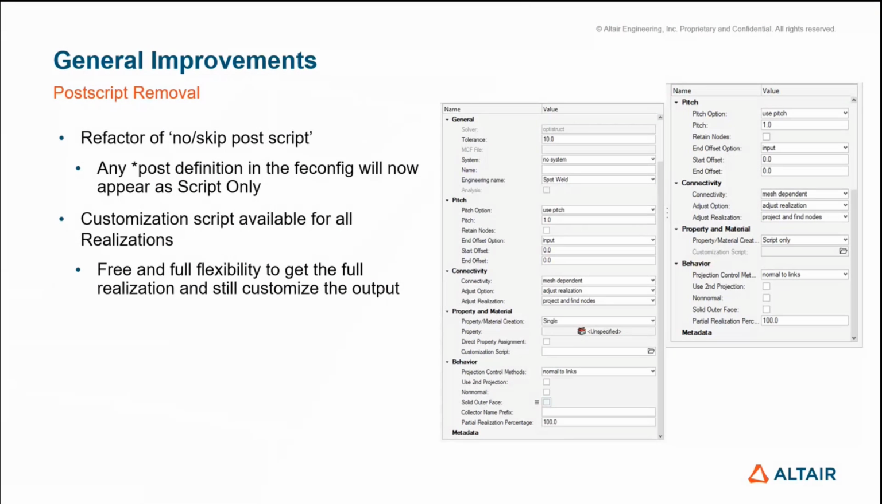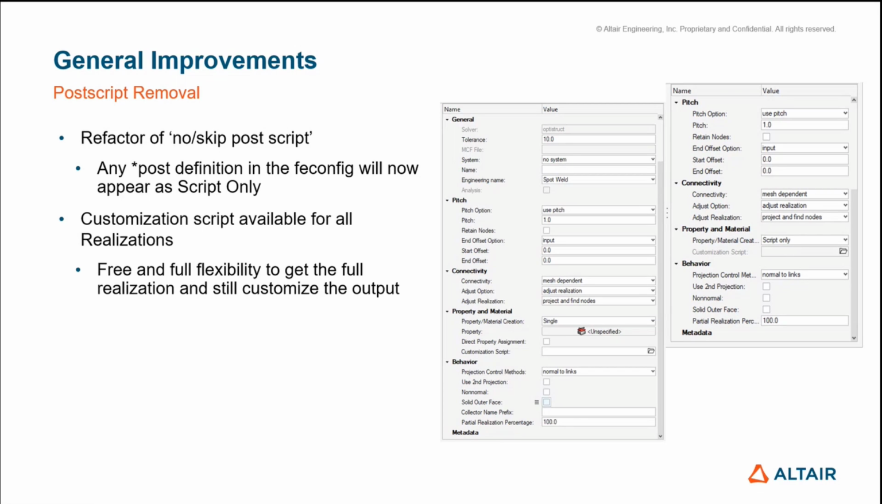So you'll no longer see no skip PostScript, user PostScript, or customize or no PostScript. What you'll see now is you have the option in the property material creation where you can select whether you want a single or per connector or whatever. You can now have the option of script only. This will run the legacy PostScript behaviors.